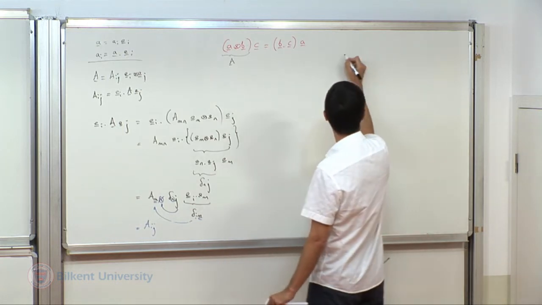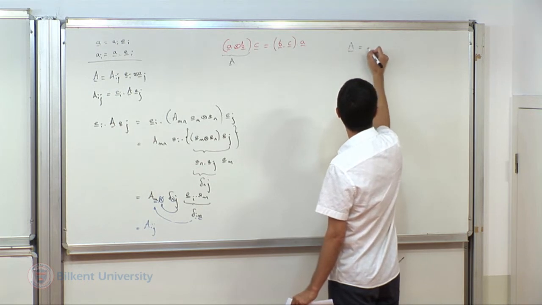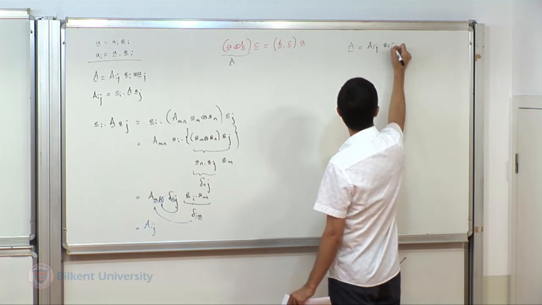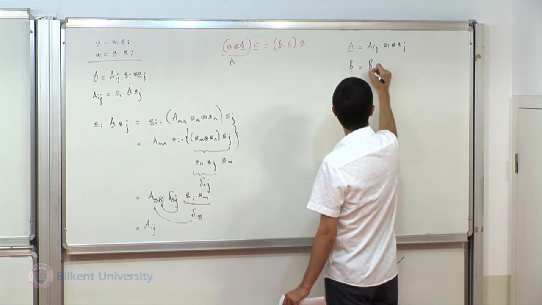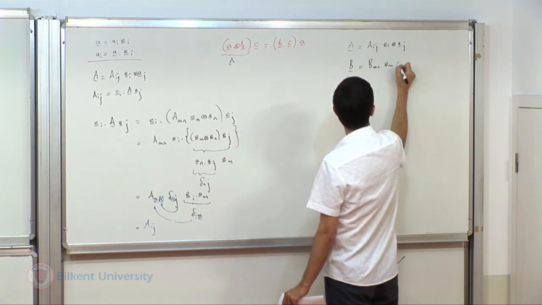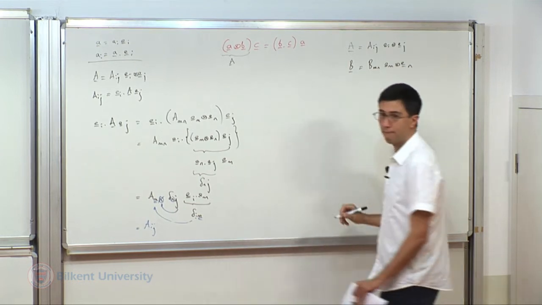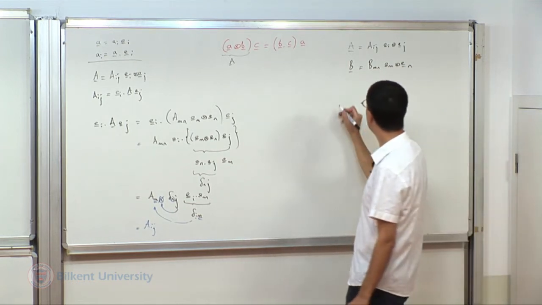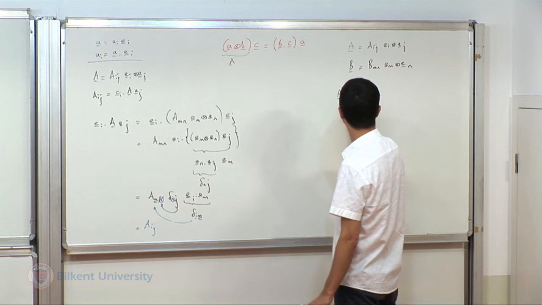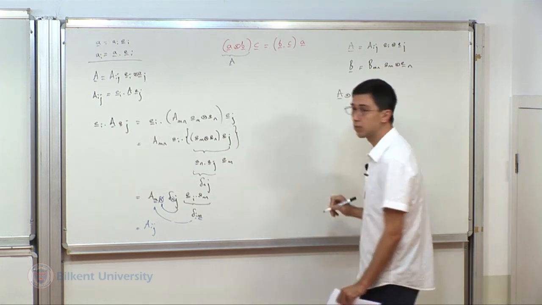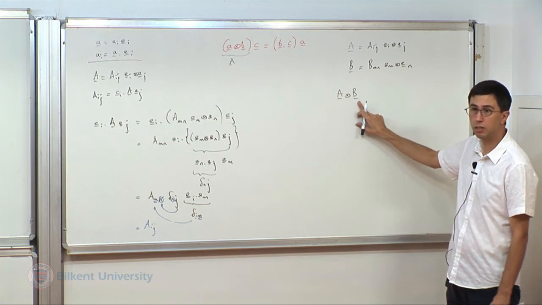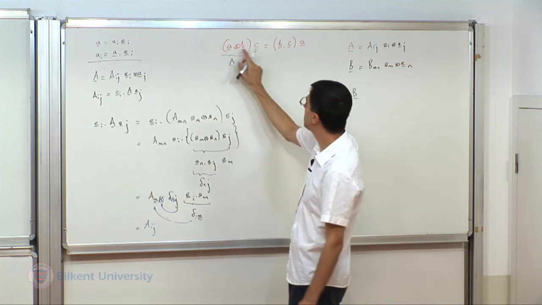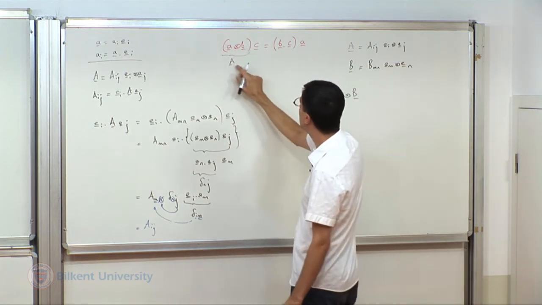And I'm going to take two tensors, A = A_ij e_i ⊗ e_j and B = B_mn e_m ⊗ e_n. And now what I can do is take the tensor product of these two tensors. This is second order, this is second order, and the result is fourth order. Okay, you pretty much always sum the orders, right? One plus one gives you two.